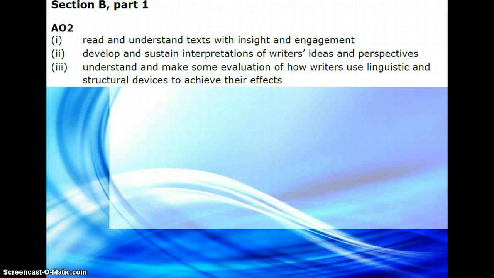Right, moving on. This is how you're being marked in this section, that you read and you understand the text, that you've come up with ideas about what the writer has done, and you talk about the language and the structure and how it gets those effects.